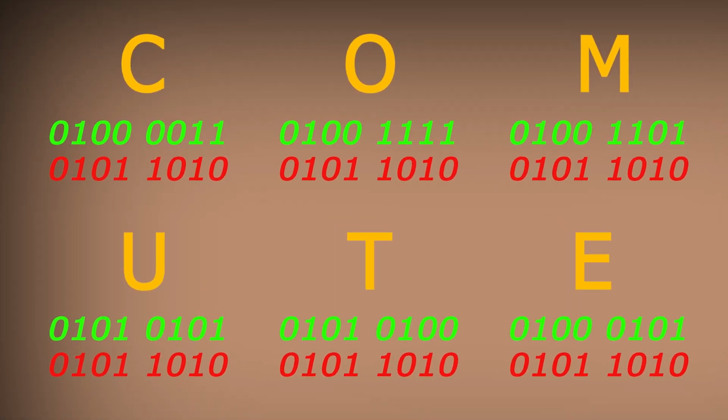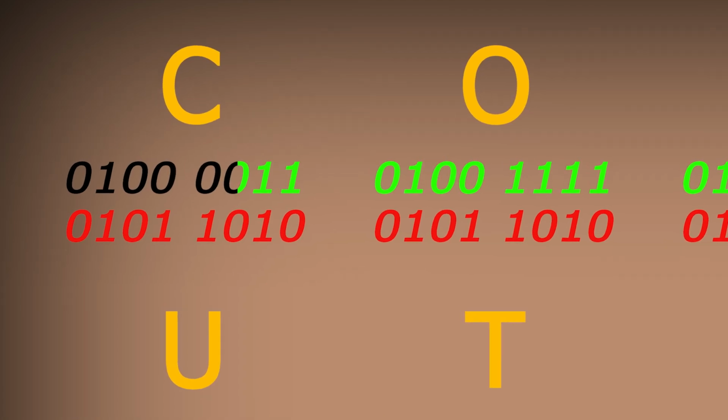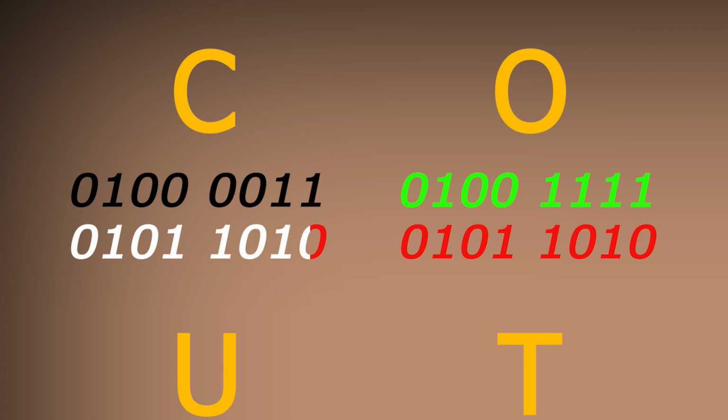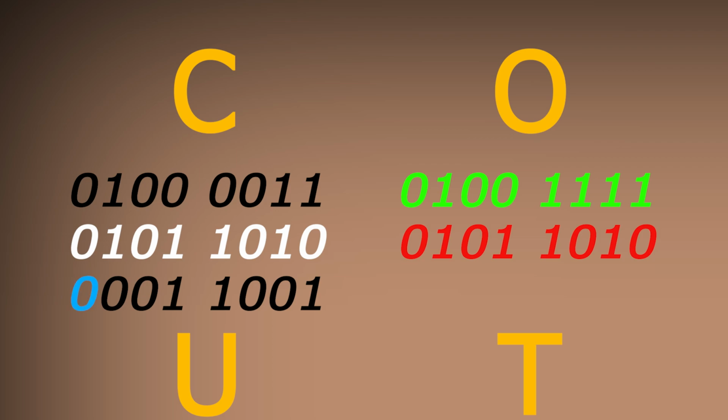The source byte for character C is 0100-0011. The key is 0101-1010. Now, 0 XOR 0 is 0. 1 XOR 1 is also 0, remember? 0 XOR 0 is 0. 0 XOR 1 is 1. 0 XOR 1 is 1. 0 XOR 0 is 0. 1 XOR 1 is 0. And finally, 1 XOR 0 is 1. So, our result for the first byte is 00011001.